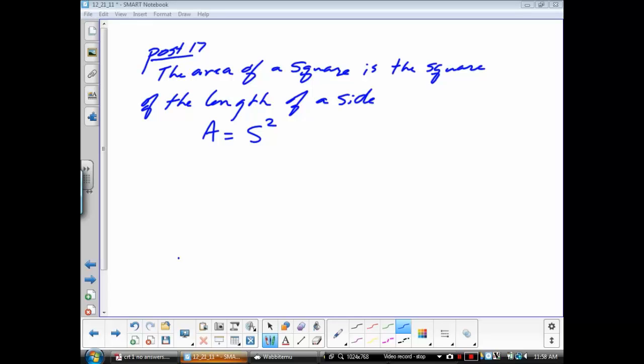Now, a square is a rectangle. It is a parallelogram. It is a rhombus. It's a rectangle because it has 4 right angles. It is a parallelogram because it has opposite sides parallel. And it is a rhombus because all 4 sides are equal.